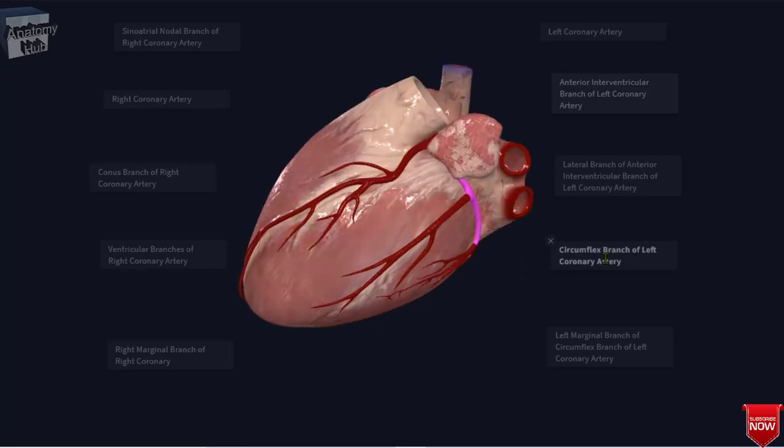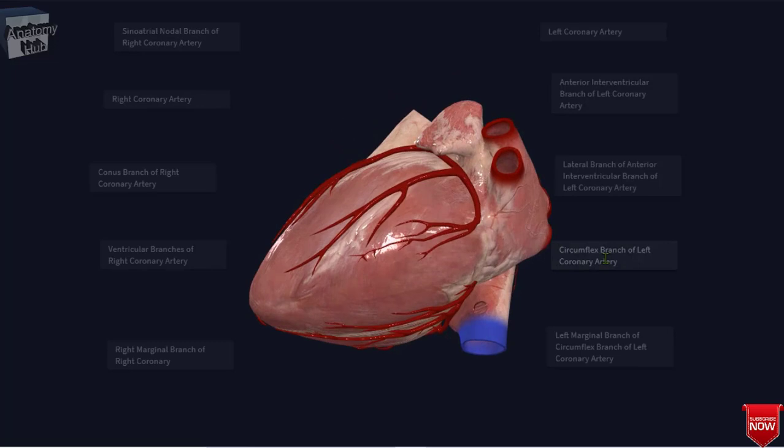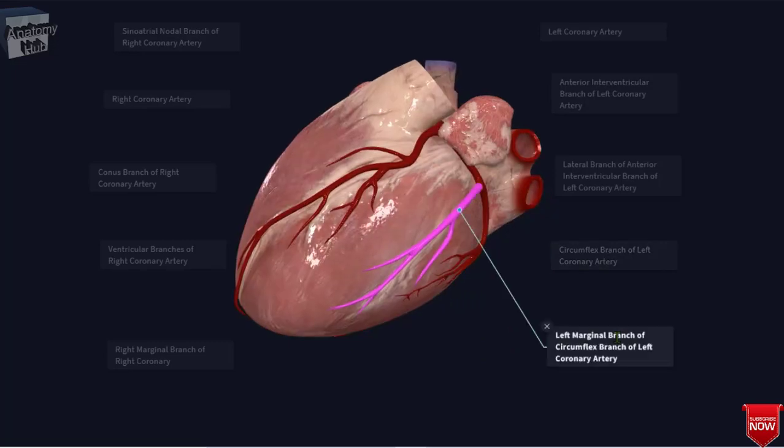The circumflex branch of the left coronary artery follows the coronary sulcus to the left border and onto the posterior surface of the heart, that you can see here, and this gives rise to the left marginal branch of the left coronary artery or circumflex artery. So this gives rise to the left marginal branch, which follows the left border of the heart.